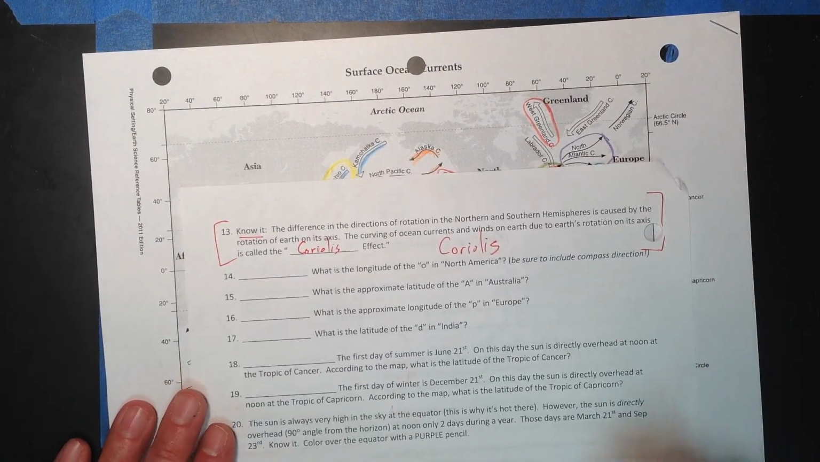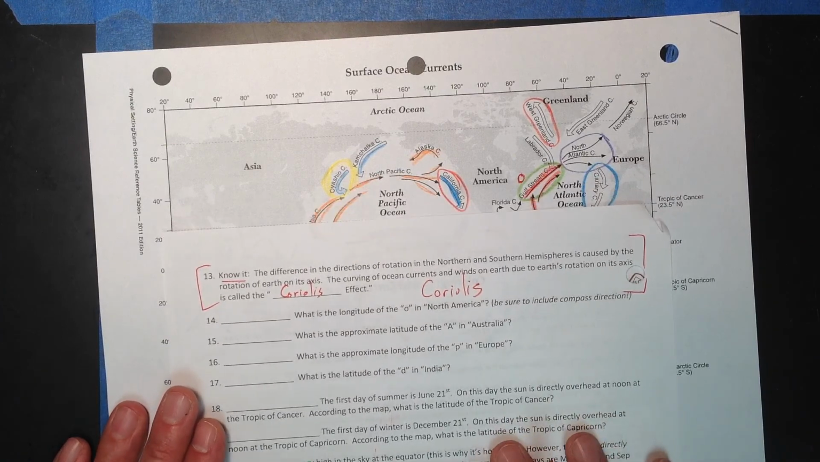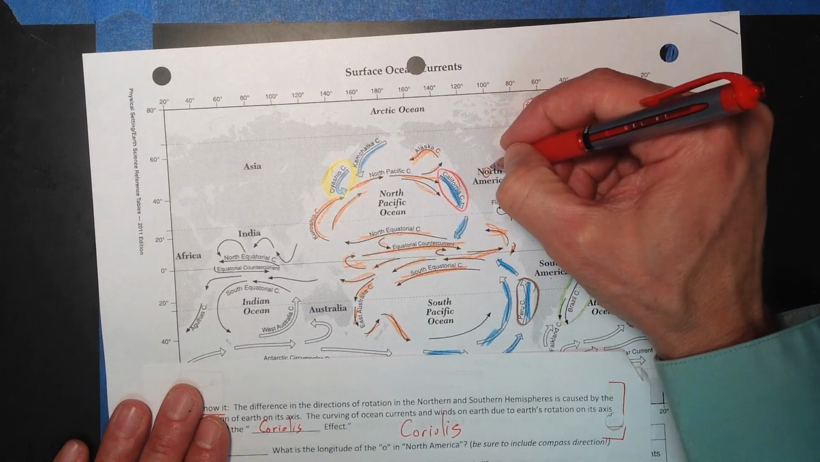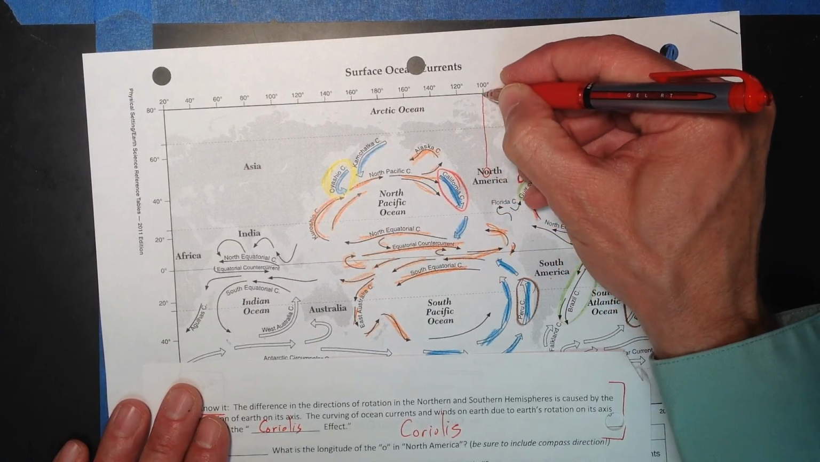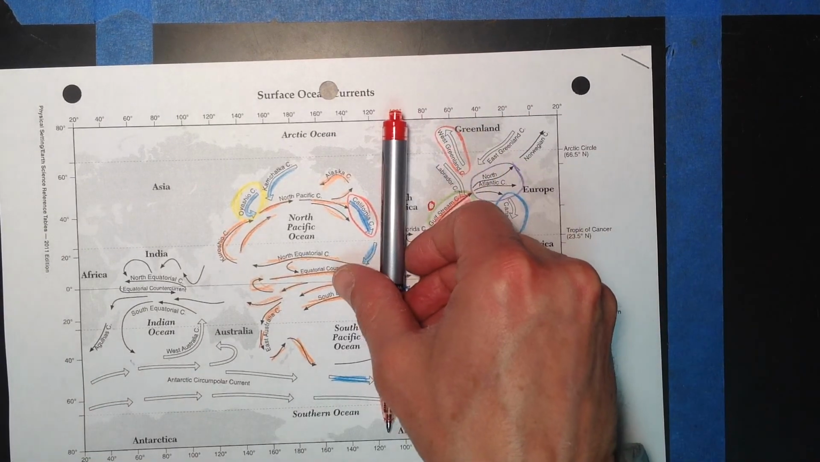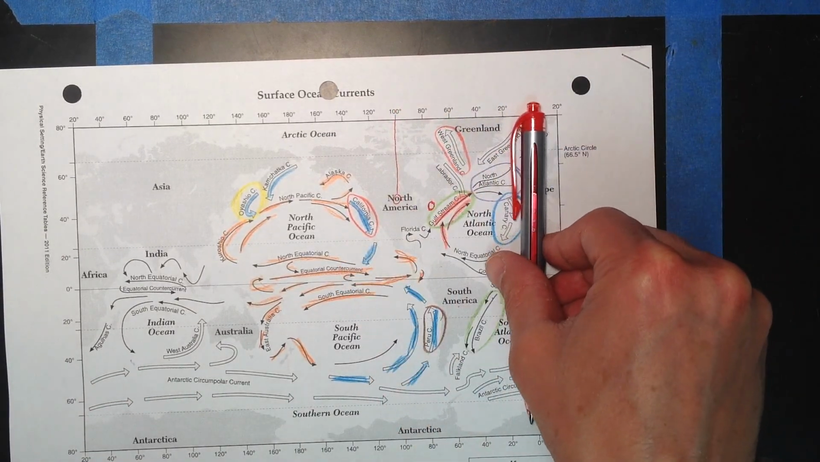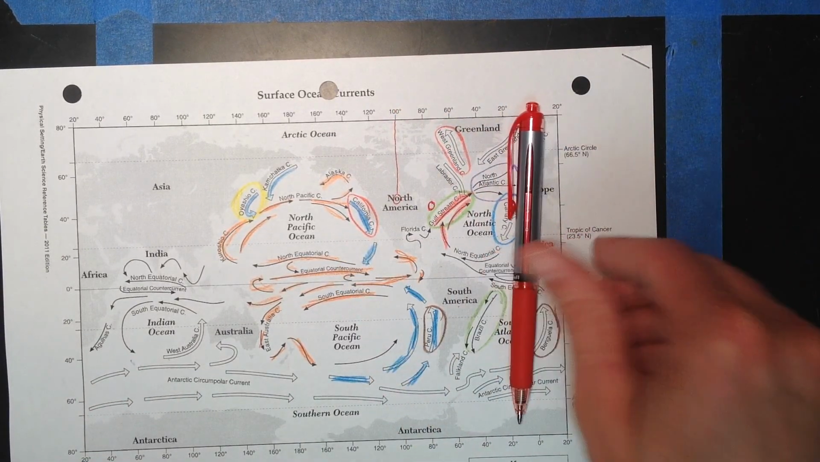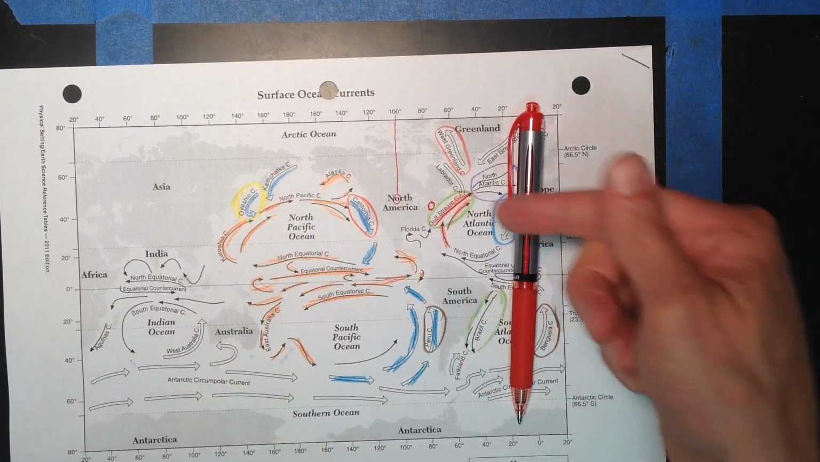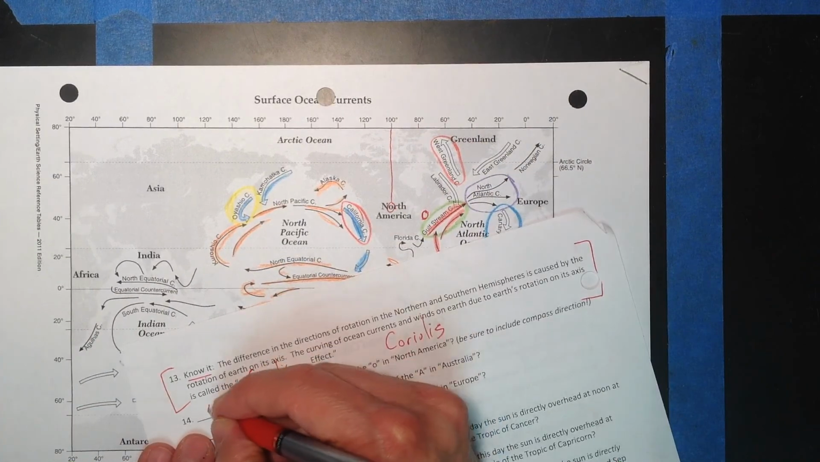All right, what is the longitude of the O in North America? What's the longitude of the O in North America? And what I did right here, I made it right there. So it's question 100, north, south, east, or west. Well, this line goes like this. We compare it to zero. From zero, what direction is it? And if you know that's north, south, east, west, it is west of it, so it's 100 degrees west.